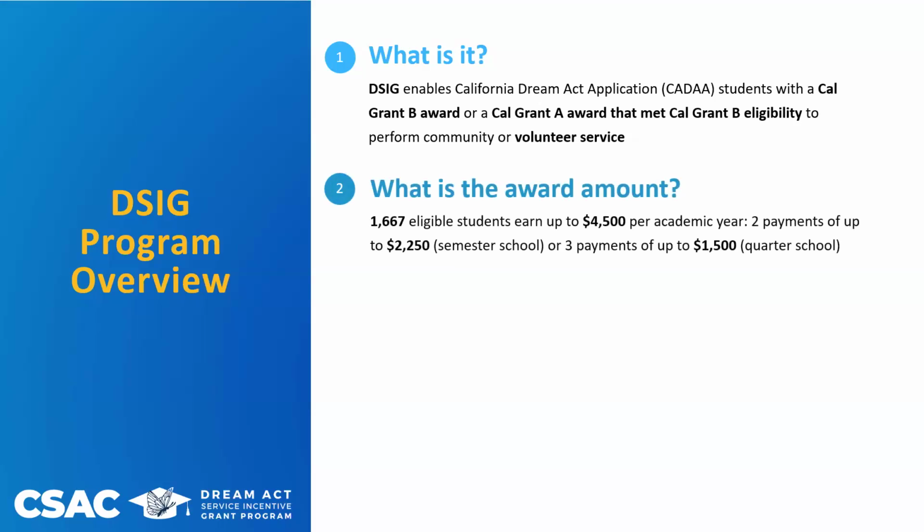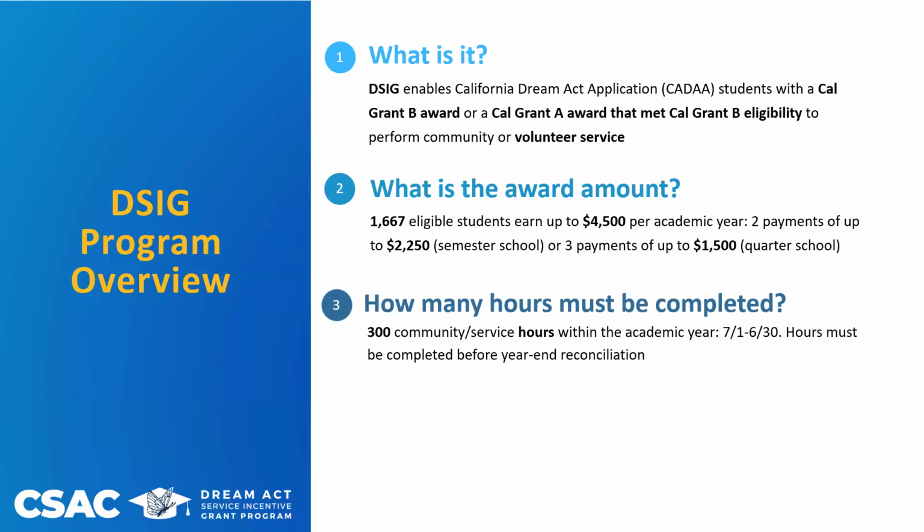Now, what is that award amount that they'll get through this program? There are 1,667 spots available each year, and students earn up to $4,500 per year. Students at semester schools will receive 2 payments of up to $2,250, and students at quarter schools will receive 3 payments of up to $1,500 each.